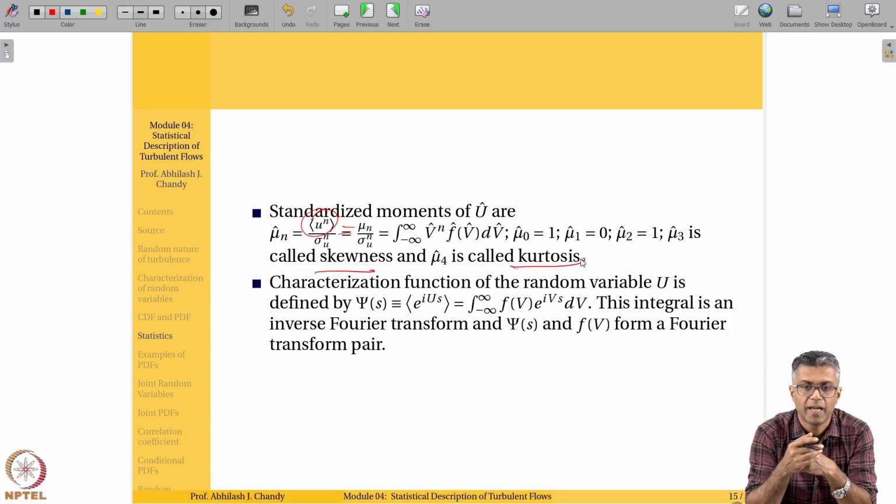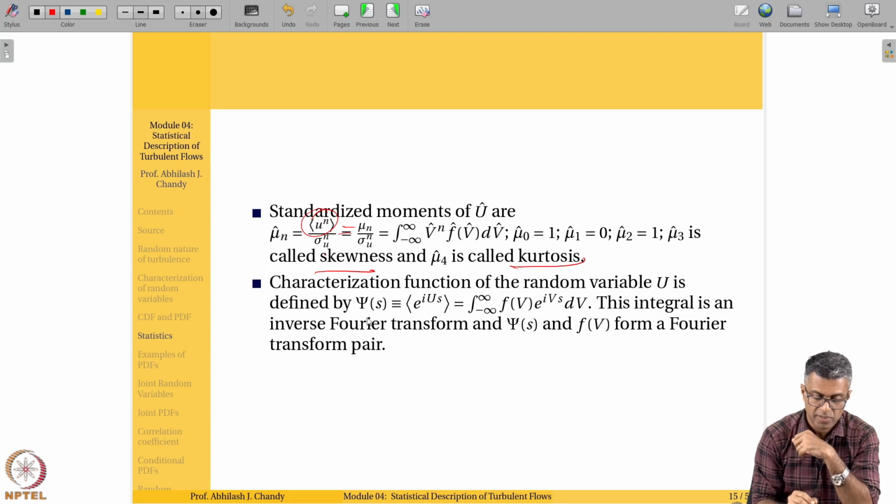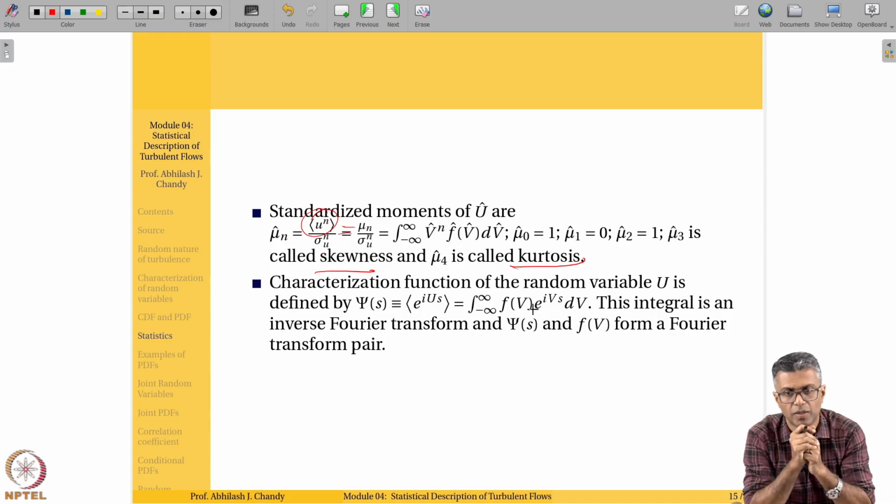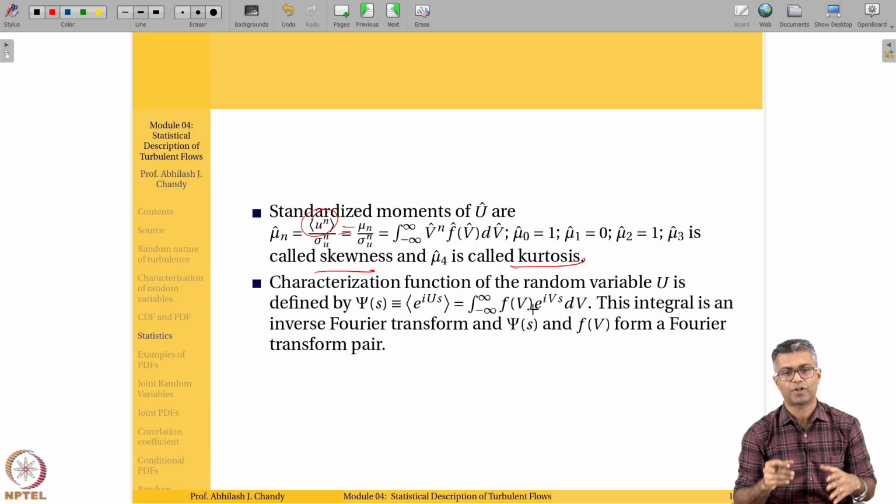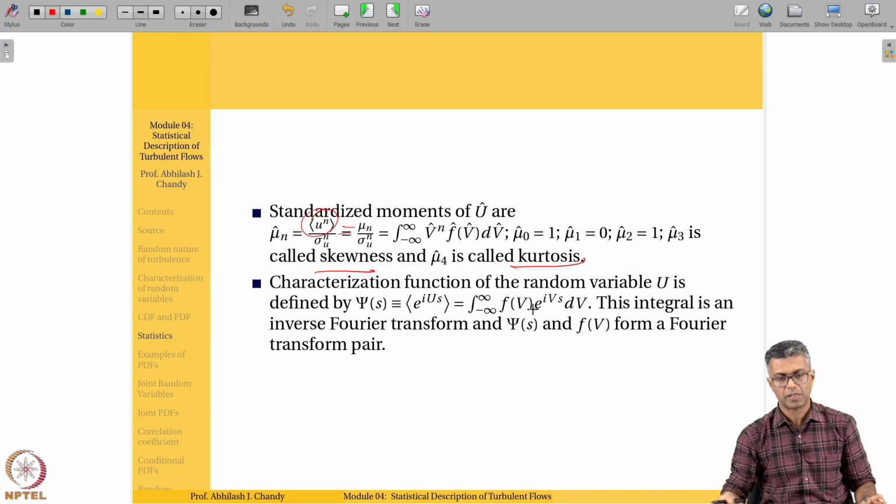You can define a characteristic function for the random variable as psi(s), which is the mean of e to the i u s, which is the integral from minus infinity to infinity of f(V) e to the i V s dV. This is a characteristic function for a random variable. This integral, we will see later, is used to calculate the inverse Fourier transform, and psi of s and f(V) form a Fourier transform pair. We'll see all that later. But these are ways to calculate statistics.